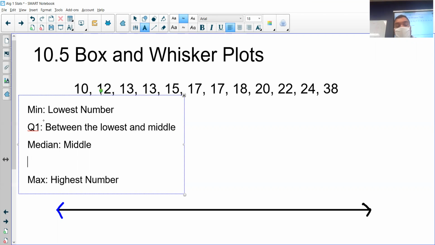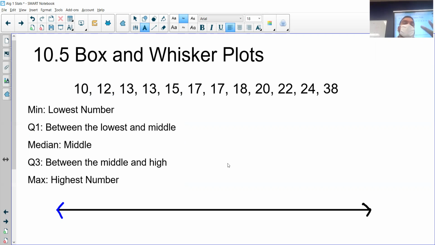And what do you think is going to be between the median and the max? Not Q2. Q2 quarters make 50 cents. So I need 3 quarters, so it's going to be Q3. This is for the whole thing, for a Box and Whisker. So this is going to be Q3, and that's going to be between the middle and high, or the max.